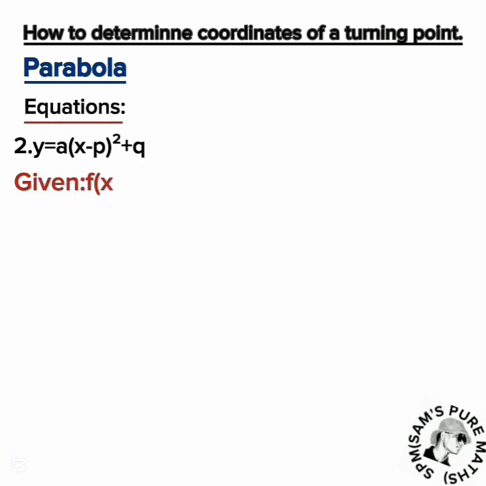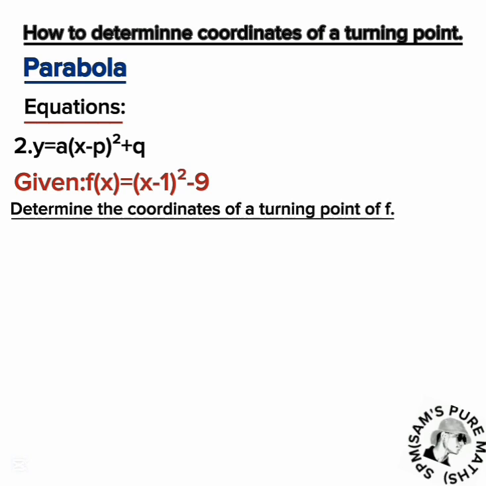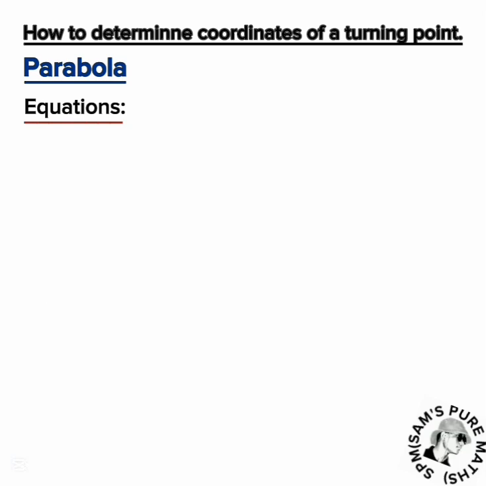Given f of x is equals to x minus 1 all squared minus 9. Determine the coordinates of a turning point of f. To get the x coordinate of a turning point, we're going to write x minus 1 is equals to 0, then transpose 1 to the other side, x is equals to 1. Then we conclude the turning point of f has x coordinate of 1 and a y coordinate of negative 9. You got to always remember that we take q as it is. Q is negative 9 on f of x, so we took it as it is. We are done with equation number 2. Let's move to equation number 3.